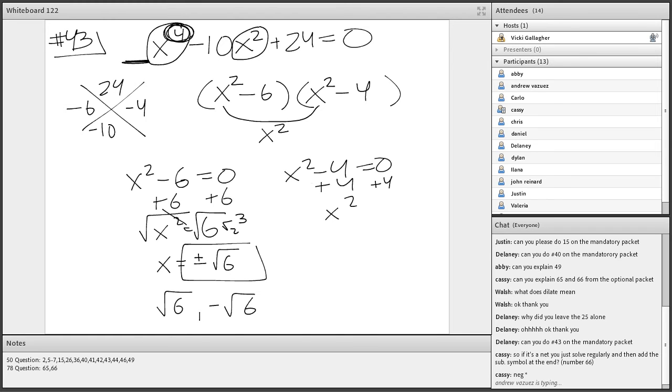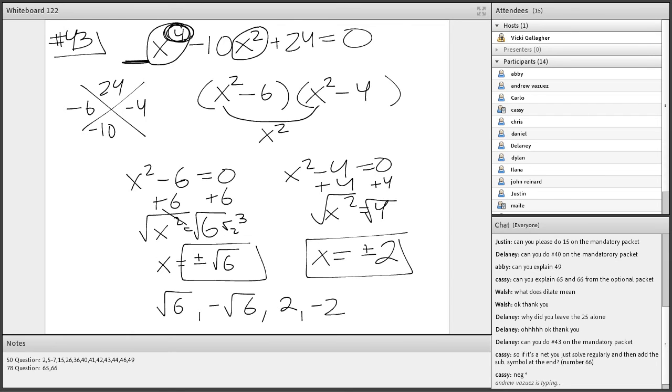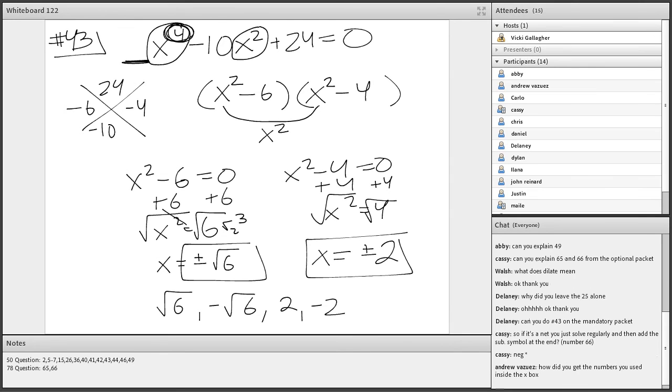So I'm going to add my 4. I'm going to square root both sides. I need to put a plus or minus symbol anytime I decide to put a square root in a problem. And then I do know the square root of 4, so I am going to go ahead and simplify that, and I get 2, plus or minus 2. And those are my other 2 answers, positive 2 and negative 2. So now I have my 4 total answers that I need to have for this problem.